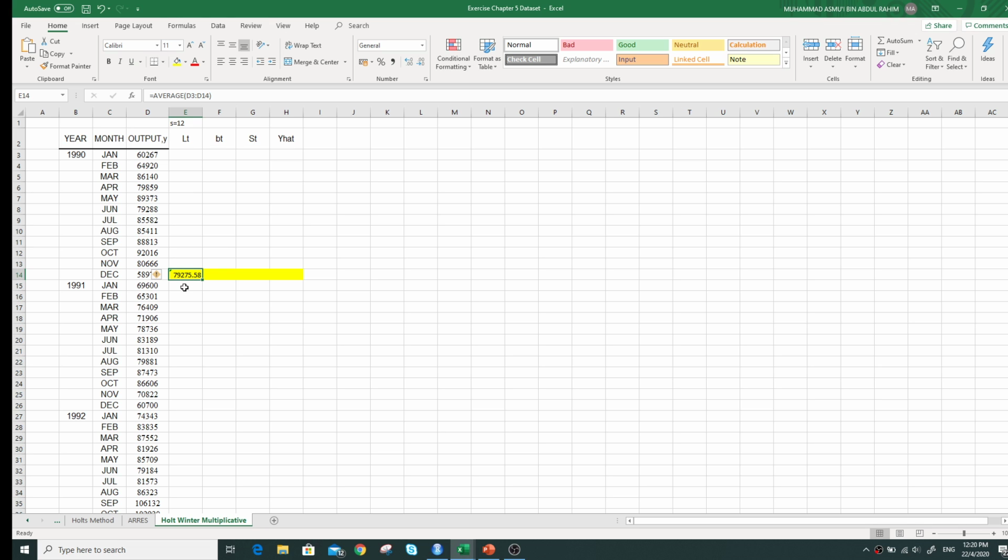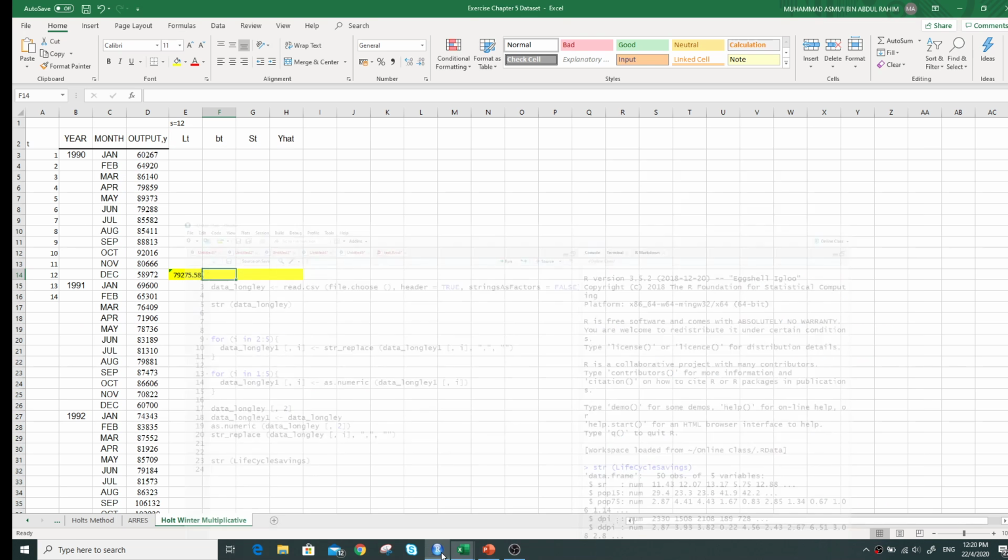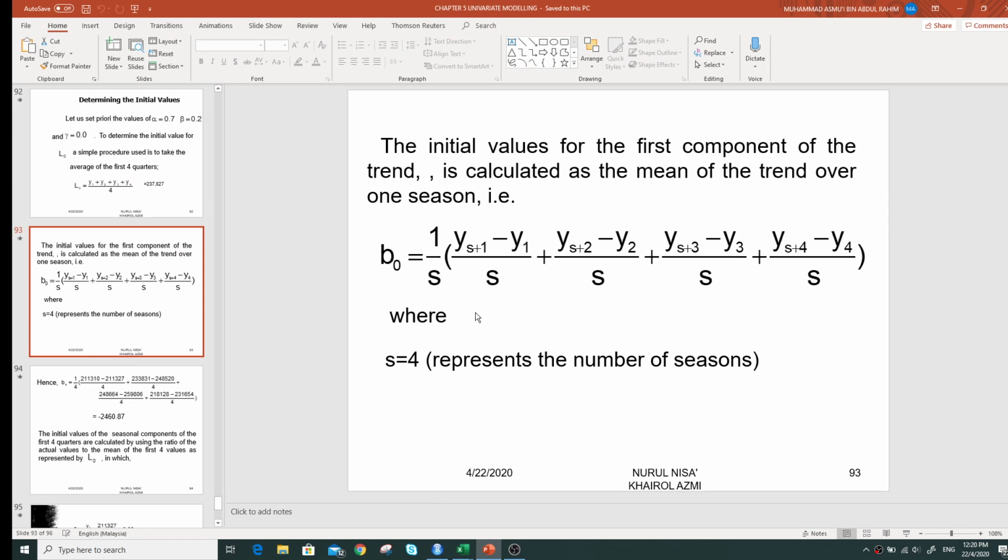Now we will start putting in the equations, and we will start at t equals 13. For our Bt, the formula is 1 over s times the sum of differences, where s equals 12 for our demonstration. So 12 plus 1 is 13: Y13 minus Y1 over 12.